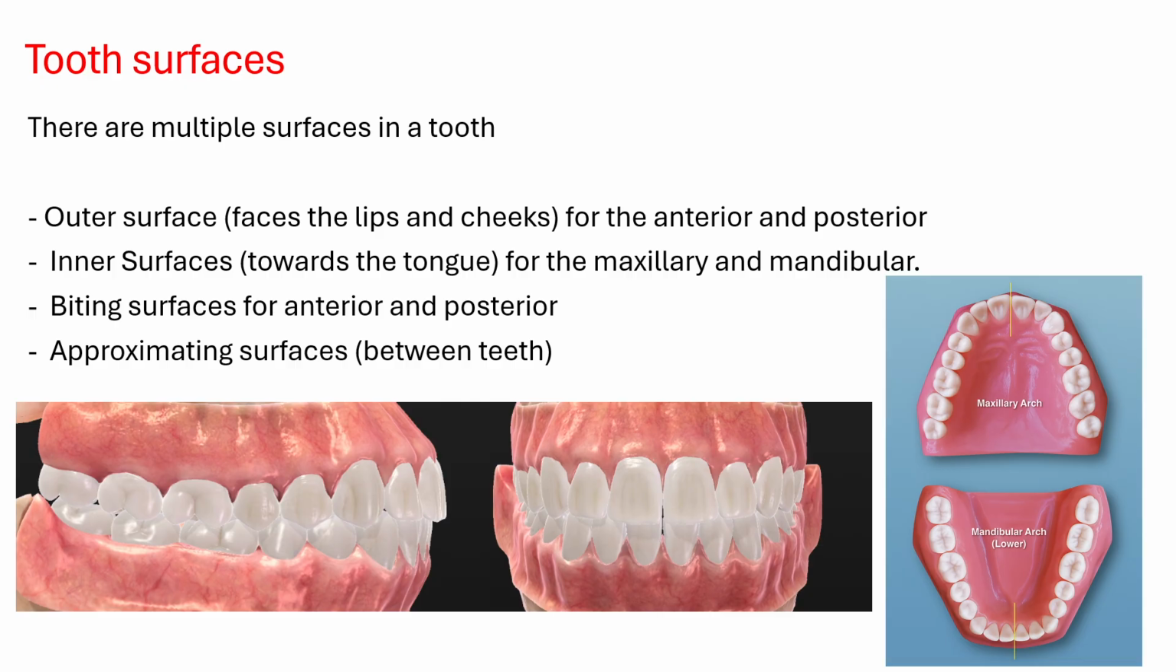So tooth surfaces, there are multiple tooth surfaces in the tooth. There's the outer surface, the inner surface, the biting surface, and the approximating surface. The approximating surface is the surfaces that we mean between the teeth.